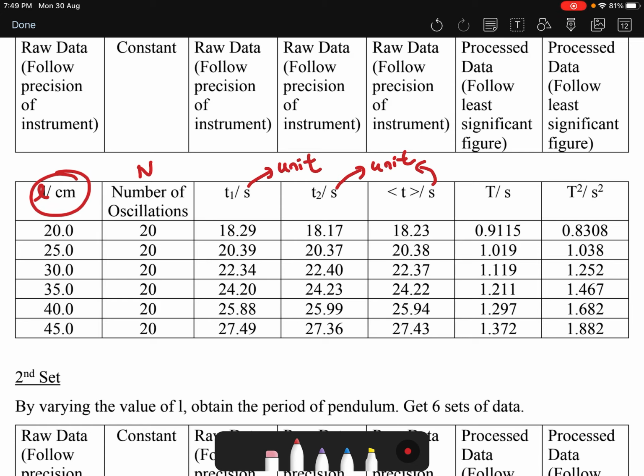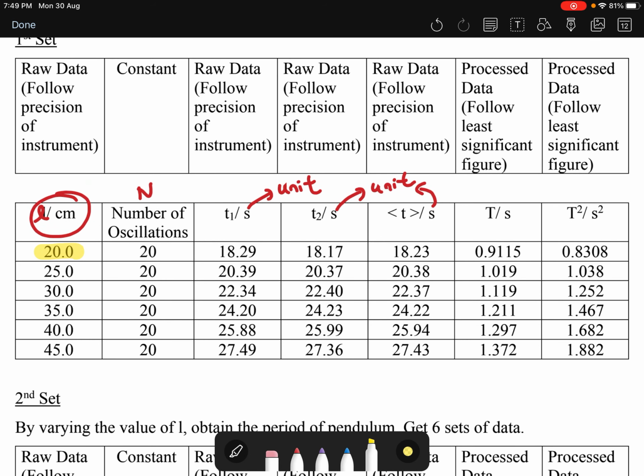Next I'm going to talk about how you should put in numbers. For example, for your length: length, remember, is raw data, so you follow the precision of your instrument. For the oscillation, let's just say you put 20, it's okay. No need to put 20.0 or 20.00 because it's a constant. For the number of oscillation, try to get as many as possible, because if you just get 5, they might also penalize. Next will be your timing. Same thing, follow the precision of your stopwatch, 2dp. The second reading is also raw data and follows the precision of your stopwatch.